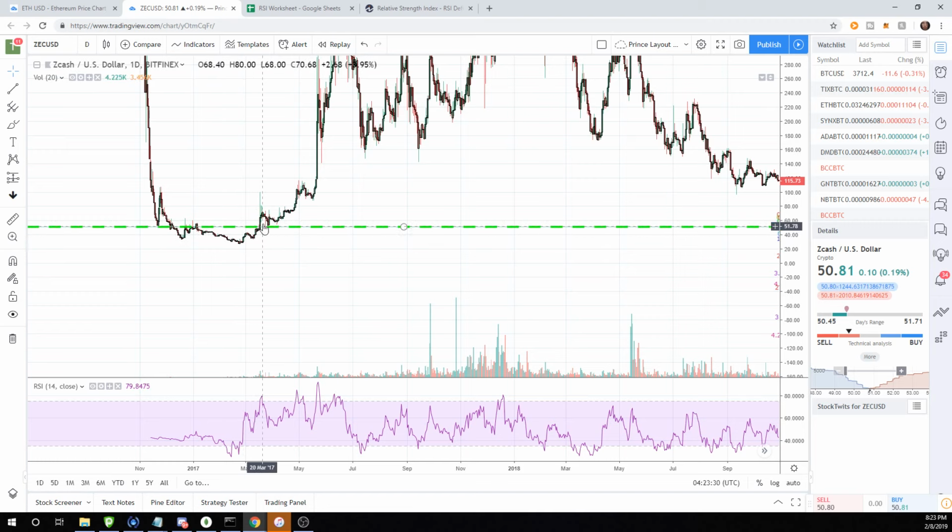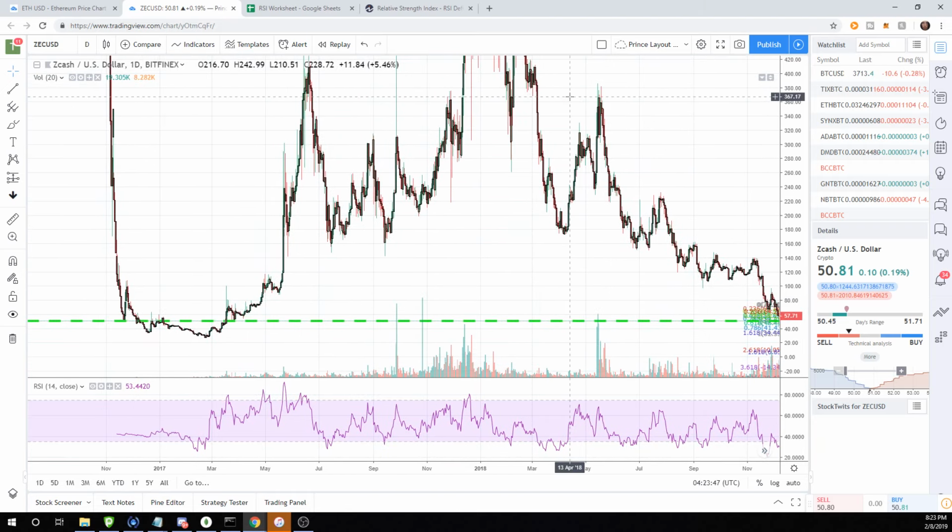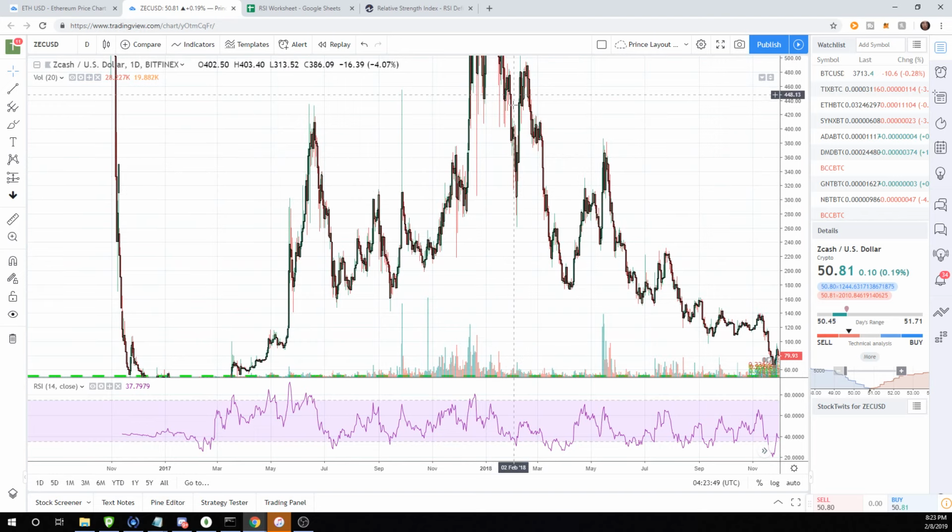Would have kept me out of this one, right? Would have kept me out of this opportunity right here, right? But would it have gotten me in here? Yeah, look at the RSI. Okay, what about here? What about over here? Right there. Was that a good place to be buying because you could have sold right there? Of course it was.